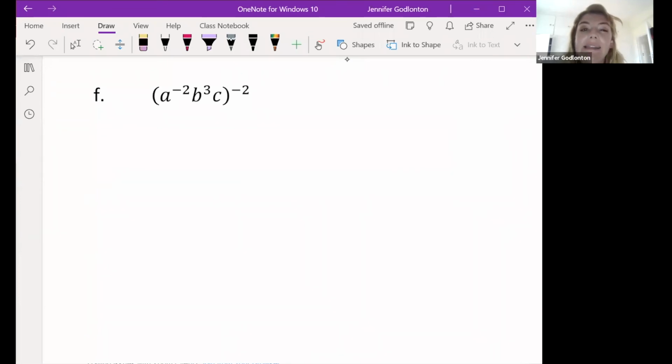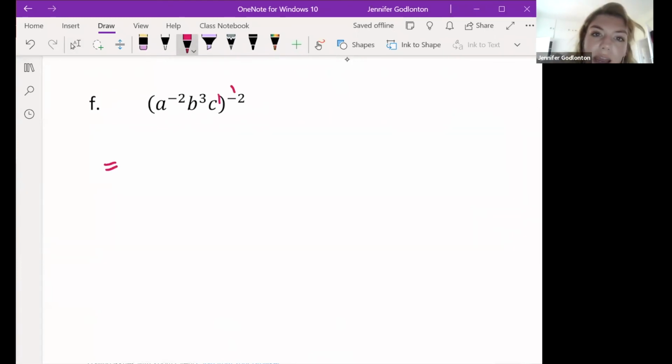Power to a power, I times. What would the exponent be for C? Because right now C doesn't have an exponent. So if I wanted to give C an exponent, what would C's exponent be? 1. Great. Remember, when there's no exponent, we can always put a 1. Sometimes it helps us to put it there so we don't forget when we need to use it. So now all we're going to do is multiply all of our exponents.